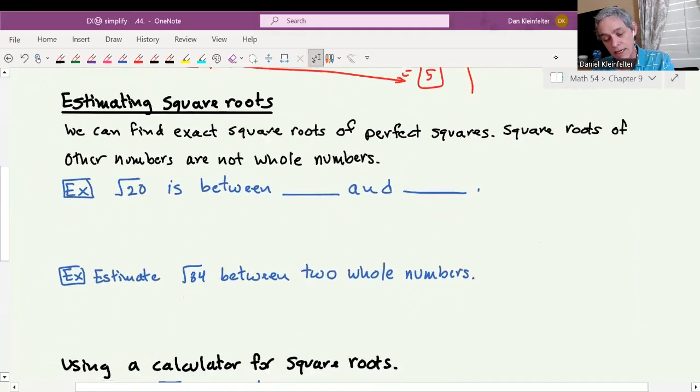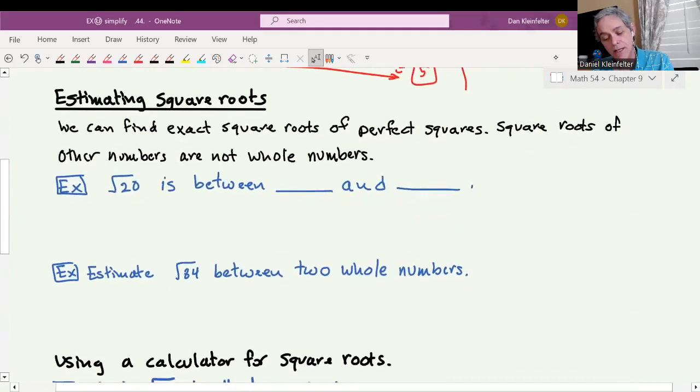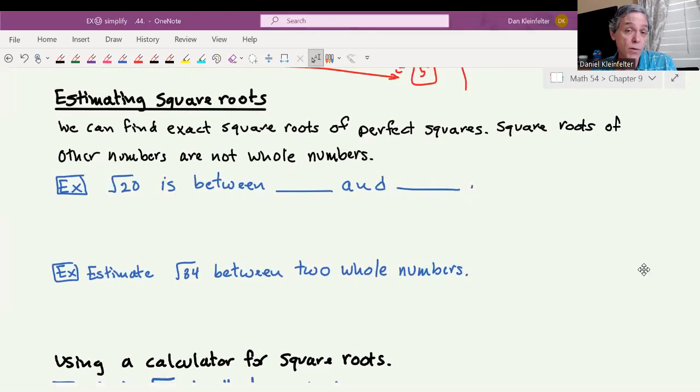Okay, next up, we want to look at estimating square roots. We're able to find the square root of perfect squares. So the square root of 100 is 10. The square root of 256 is 16. You can check that. The square root of 49 is 7, and so on. But numbers that are not perfect squares have irrational square roots. We can, however, estimate them.